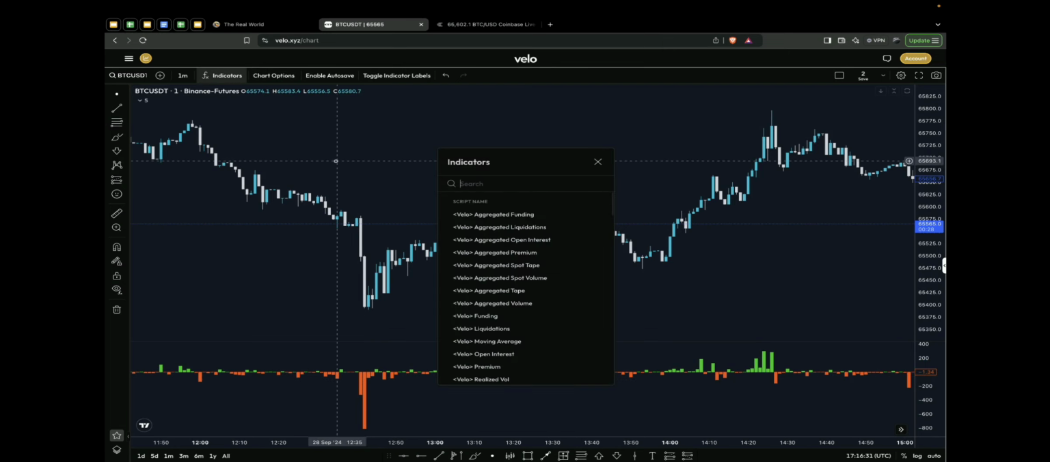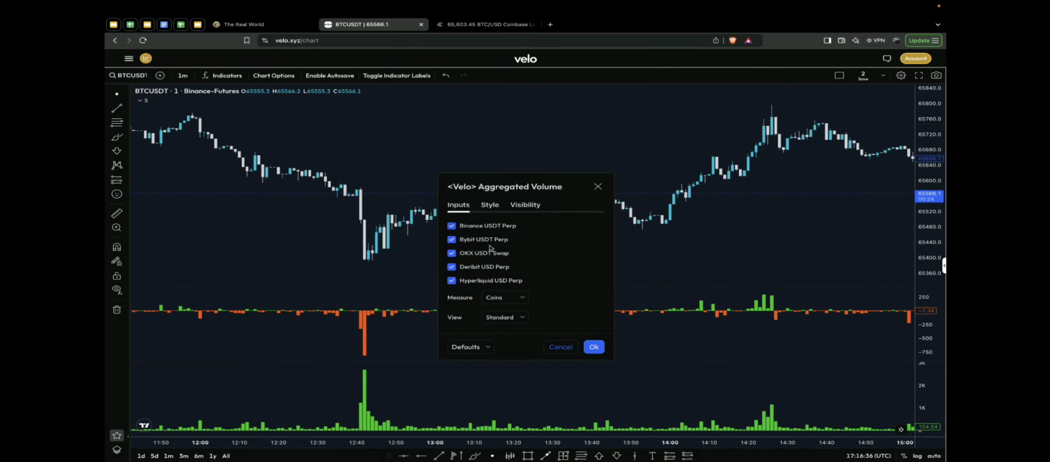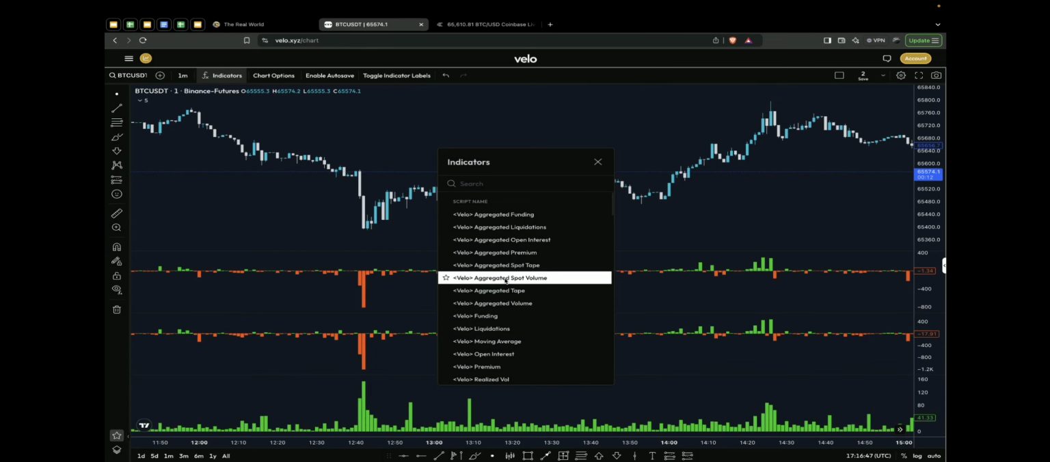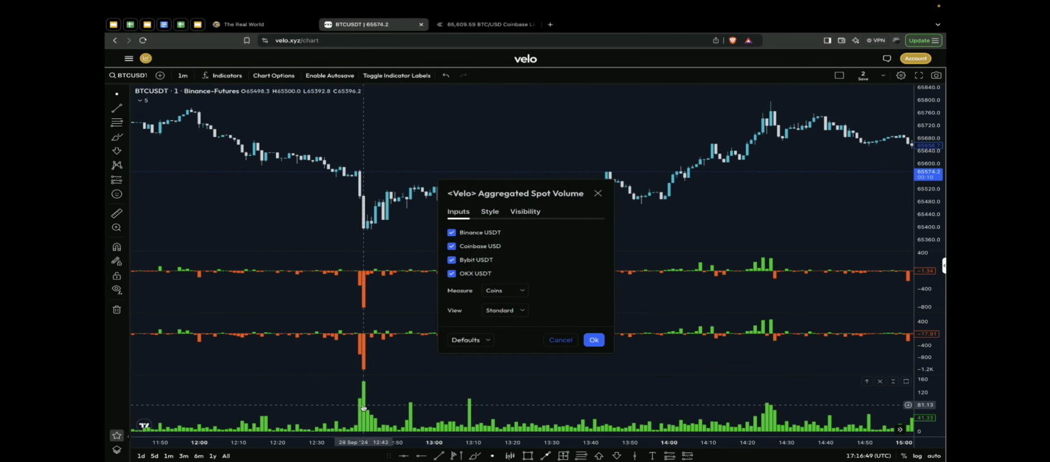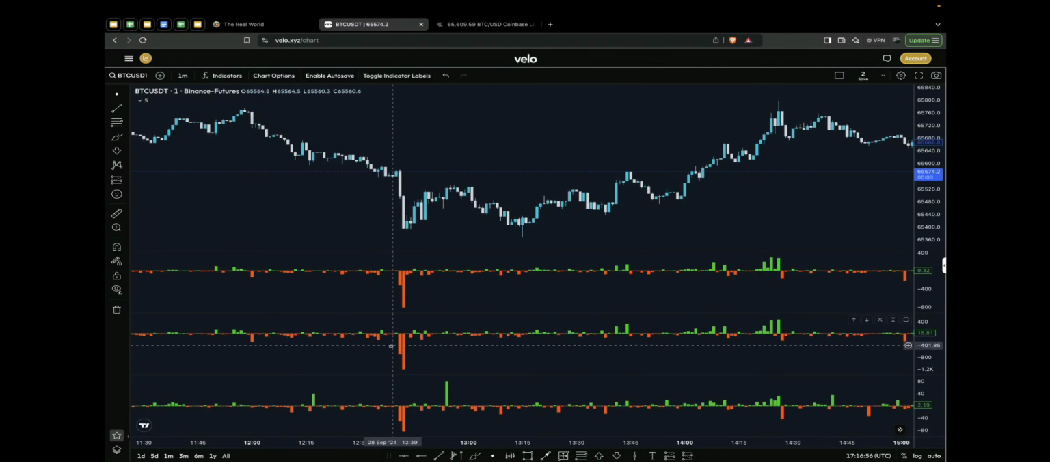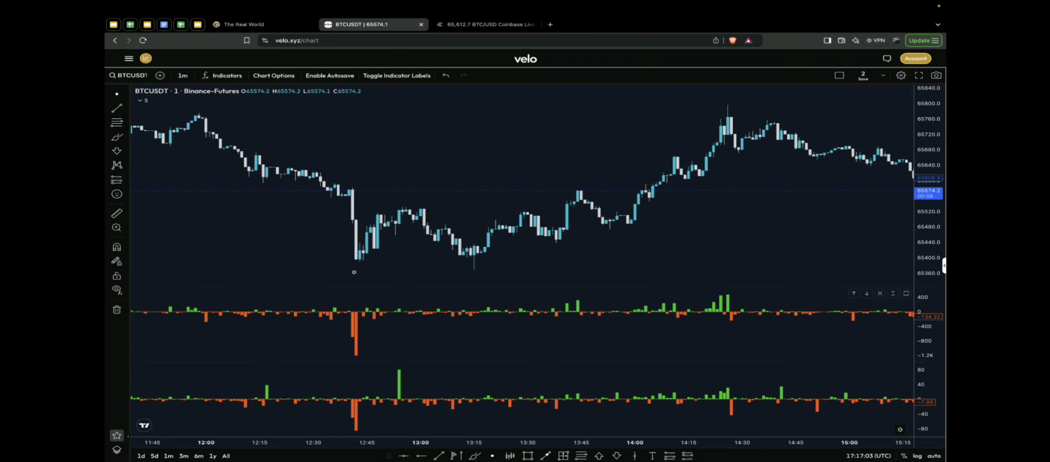You then have aggregate volume, which is the exact same thing again, except it's across all those perpetual exchanges. You can change the delta. Then you have aggregated spot volume, which is over here, which gives you a view of all the spot exchanges, and you can go delta. So now you can look at the current chart you're on, which is Binance Futures. You can look at the aggregated, all the futures markets, and the aggregated all the spot markets. So that's how delta works over there.